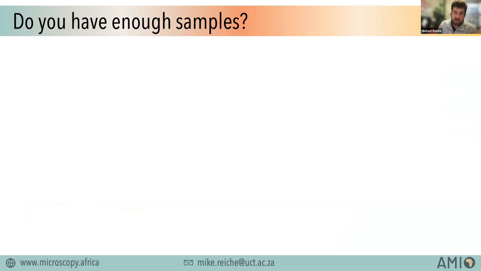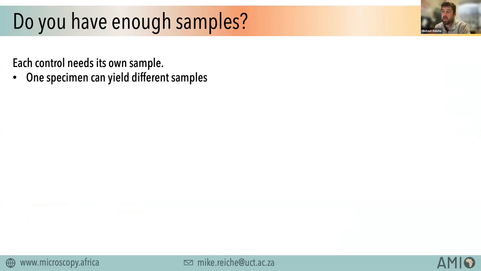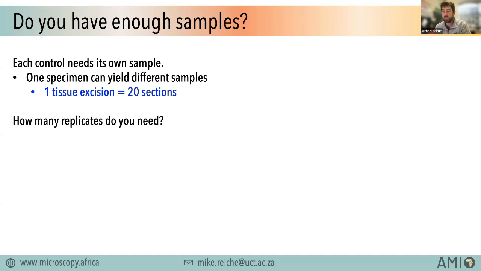So the next question is, do you have enough samples? Remember, each control will need its own sample. And there are different implications to this, which I'll cover now. I also want to highlight that one specimen can sometimes yield more than one sample. So if you have one brain hippocampus, for example, you can section that into 20 different sections, which means you have 20 different samples to perform controls on.